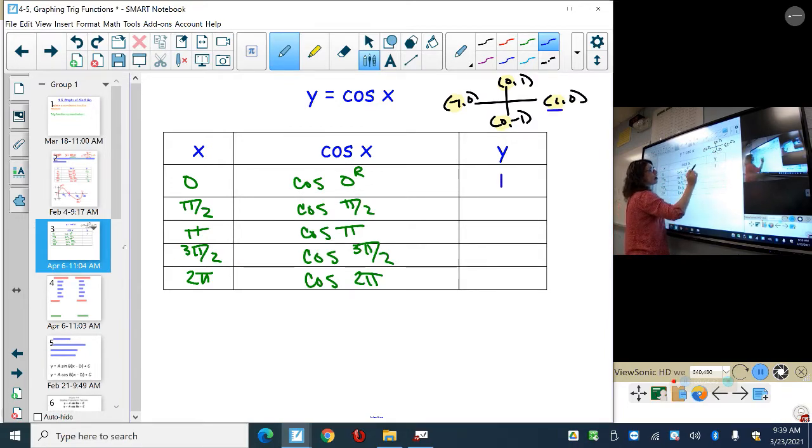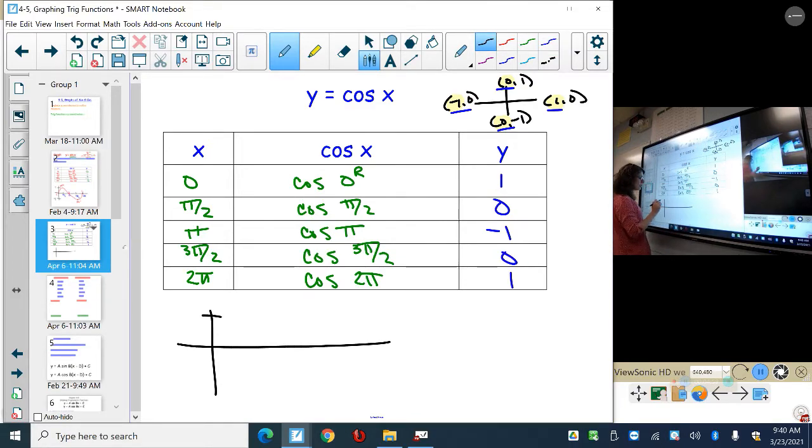The cosine at pi over 2 radians is going to be 0. The cosine at pi radians is going to be negative 1. The cosine at 3 pi over 2 is going to be 0. And my cosine at 2 pi is going to be back at 1. So what does this thing look like graphically? I still have a height of 1 and a depth of negative 1.